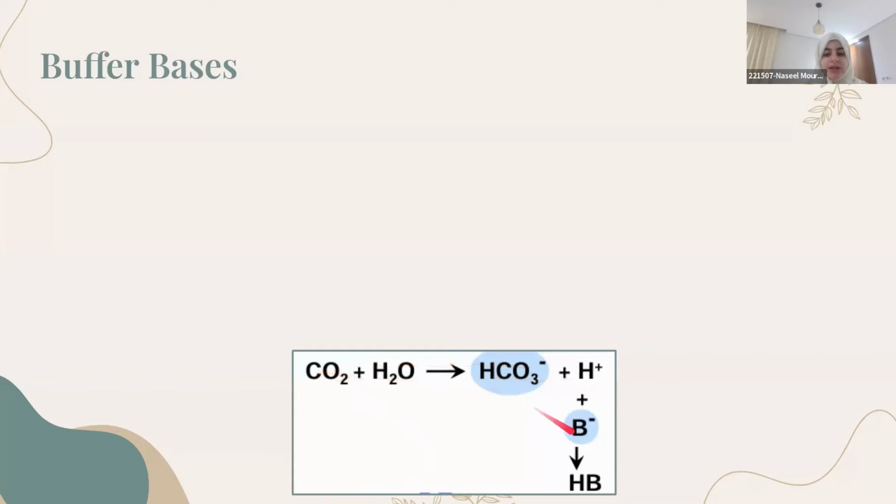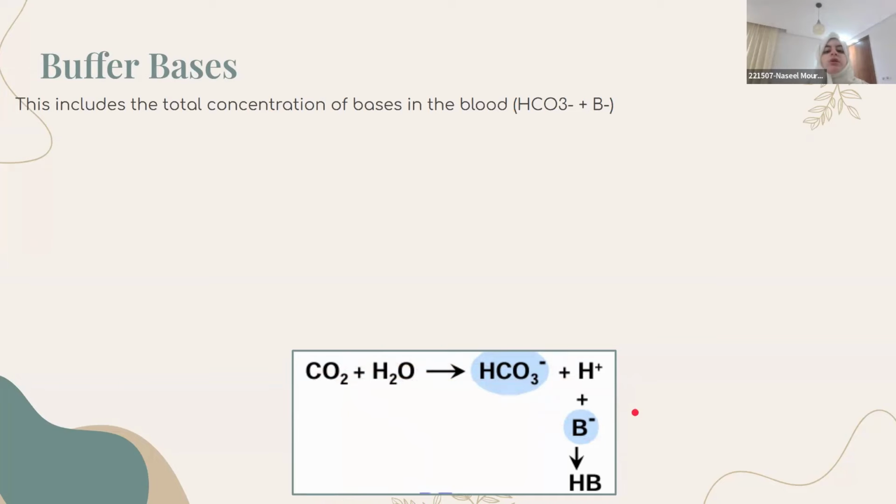Let's take this reaction. We've seen it a bazillion times, and we're going to go through it again. So buffer bases are basically the total concentration of bases in the blood. Okay, now what are the bases over here? These are bicarbonates and the B minus, the other bases. Again, carbon dioxide and water produce bicarbonates and hydrogen. Bicarbonate is a base, and then you also have other buffers that act as bases to neutralize the acid. These two bases make up the buffer bases, which is basically the total concentration of bases.